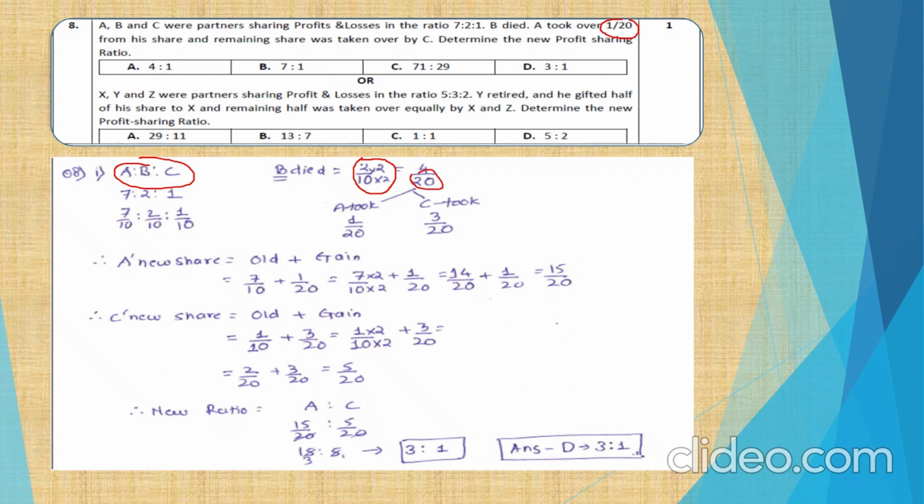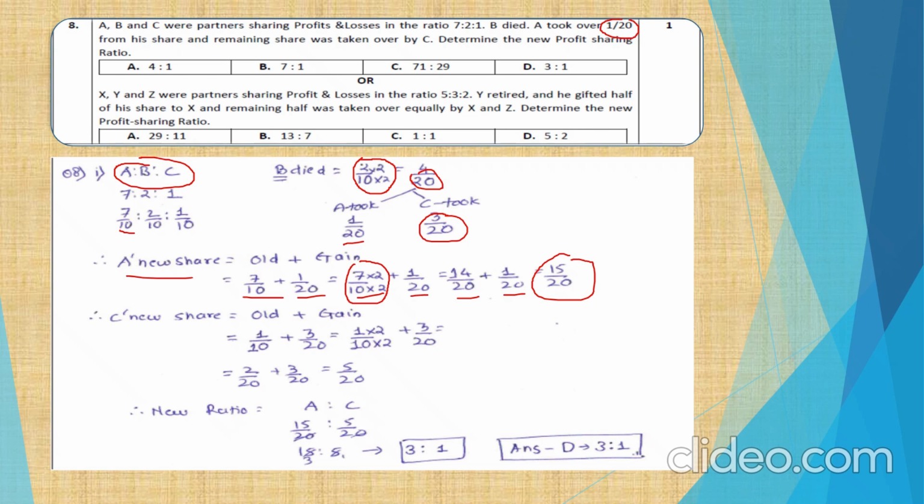Okay. So A took 1 upon 20. So how much will remain for C? 4 minus 1. How much? 3 upon 20. So what will be A's new share now? Old was how much? 7 upon 10, which is this. And A took how much? 1 upon 20. Okay. Now again, I want to make the denominator common, right? So 10 into 2, 7 into 2, plus 1 upon 20. So my denominator is 20 and 20 now. So 14 plus 1 is 15 upon 20.